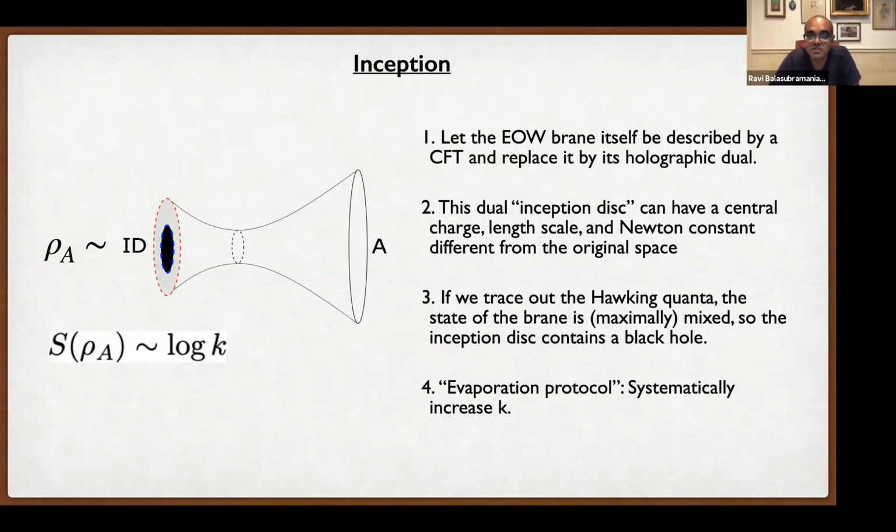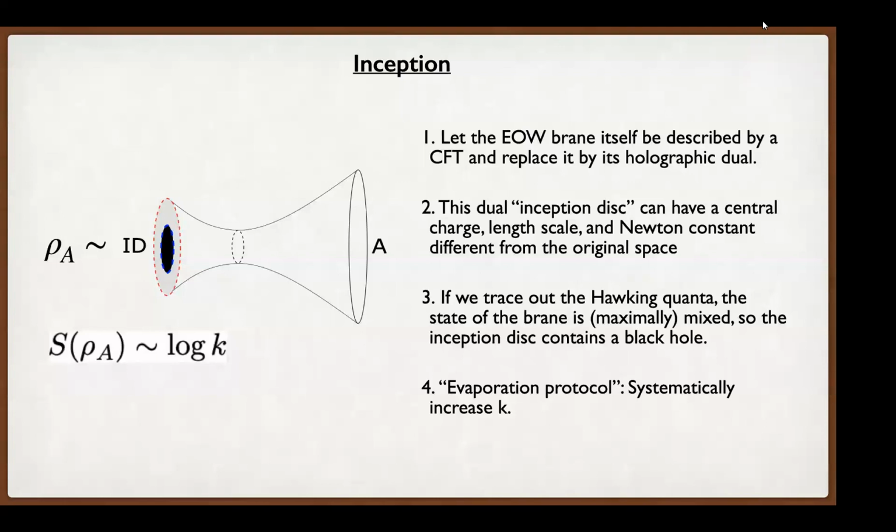Are there any questions? What was K again? K was the number of Hawking quanta. So it's a proxy for the amount of radiation.